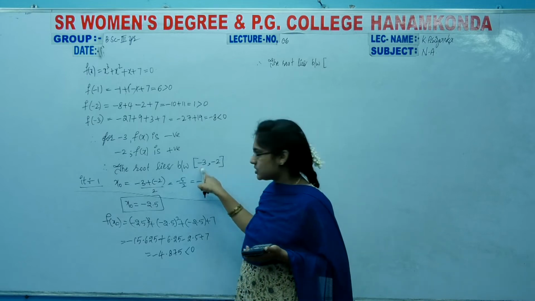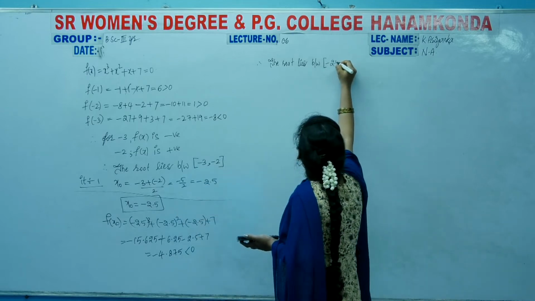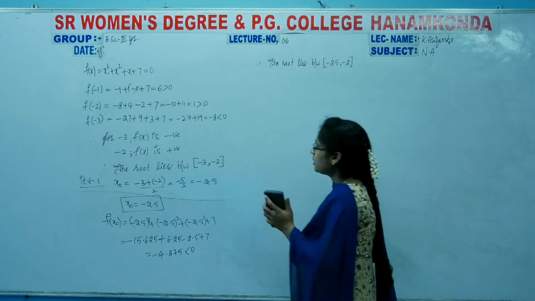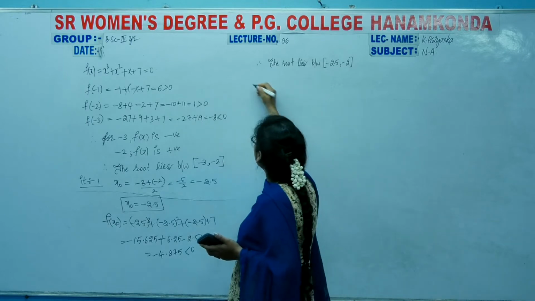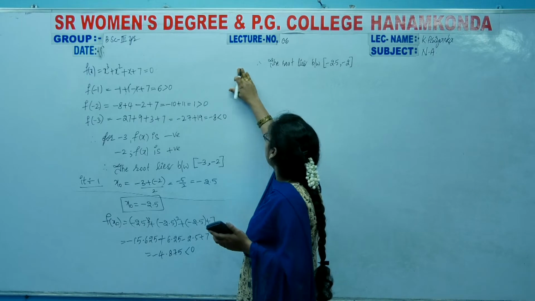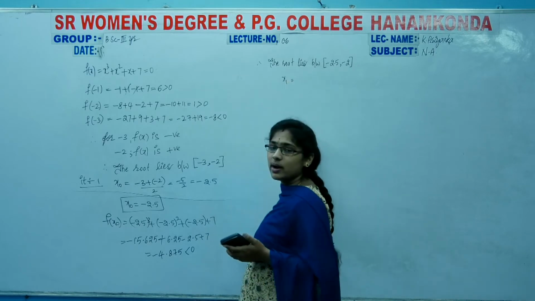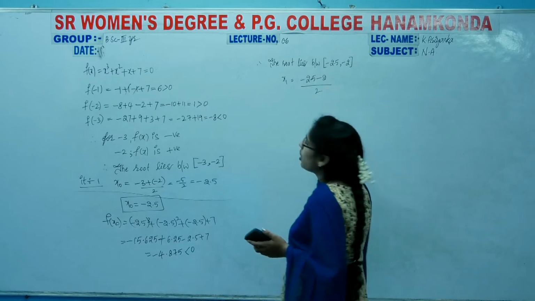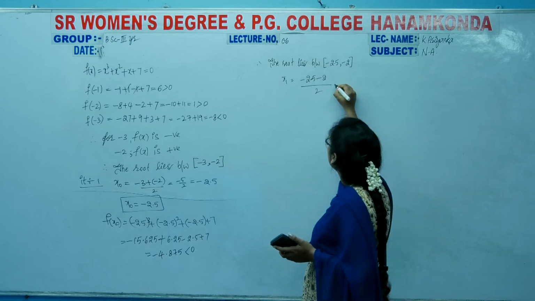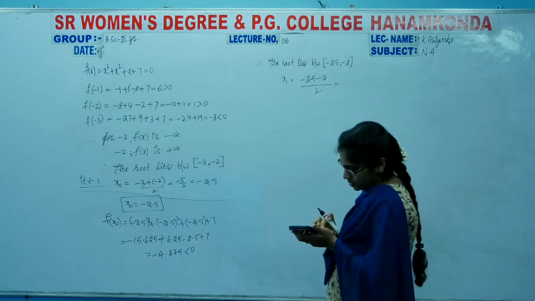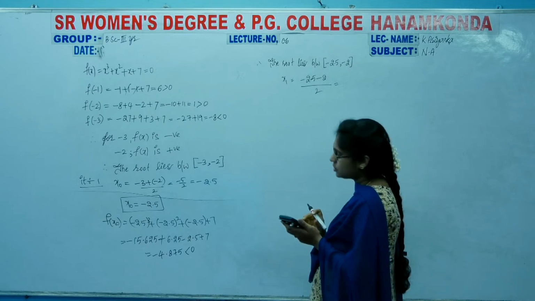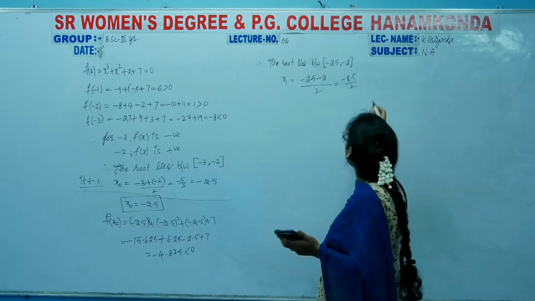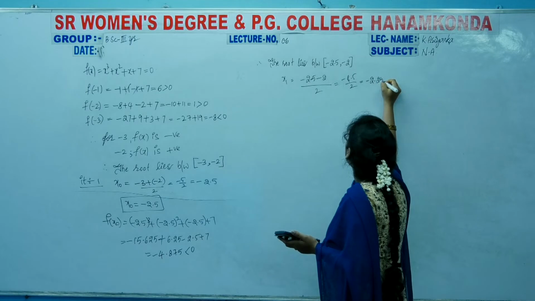We have to ignore this minus 3, and the new interval is minus 2.5 comma minus 2. So now this is nothing but iteration 1. Next I am going for an iteration. Here we have to calculate x1, which is nothing but (minus 2.5 minus 2) by 2. Already I said the sum of these two, which is equal to minus 2.5 plus minus 2, that is nothing but minus 4.5 divided by 2. It is nothing but minus 2.25.